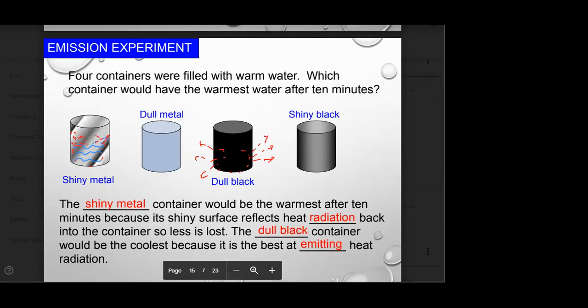So obviously, I can say that the water temperature in the dull black container will be less as compared to the water in the shiny metal container. Yes or no? Got this? All of you got this concept? Yes, sir, got it. Okay, so this is what is written. Everything is written, and I've already uploaded this also. So I guess all of you understood this.